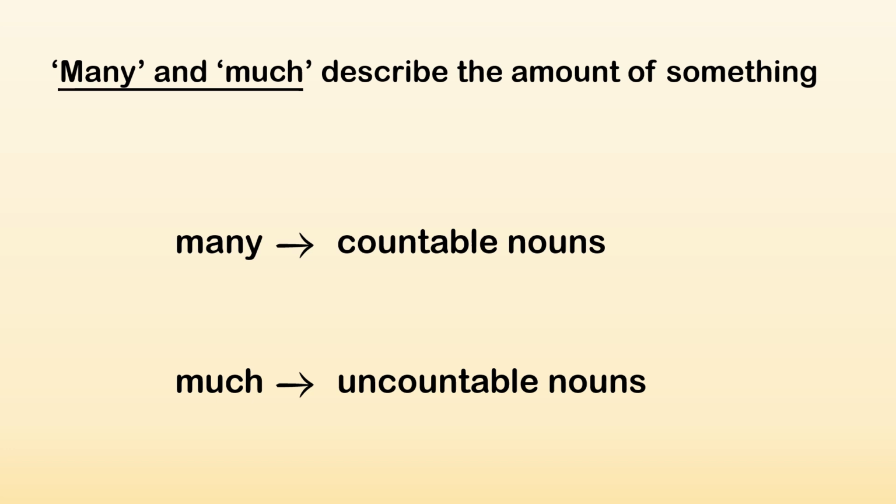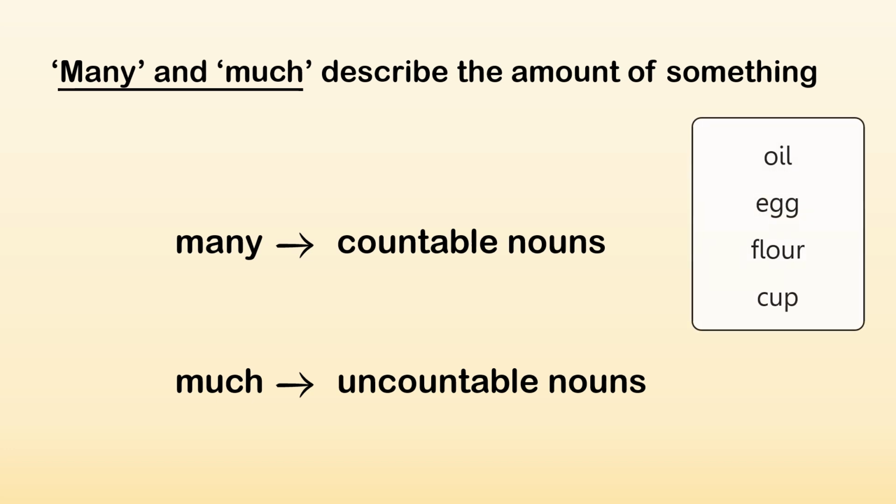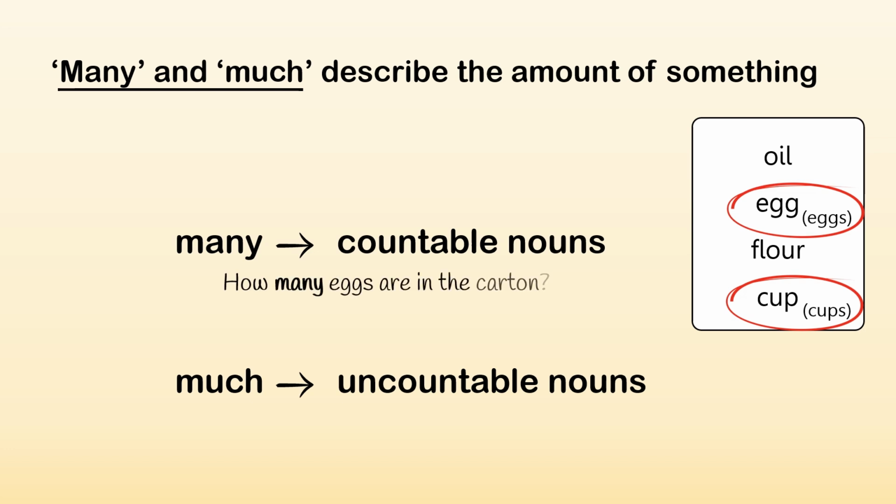Let's work out which of these two words we would need with these nouns. Oil, egg, cup, flour. Egg and cup are countable because they are individual units with clear boundaries. Each has a singular form and a plural form. For countable nouns, we use many. For example, how many eggs are in the carton? There are too many cups for the shelf.